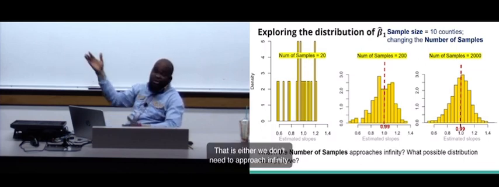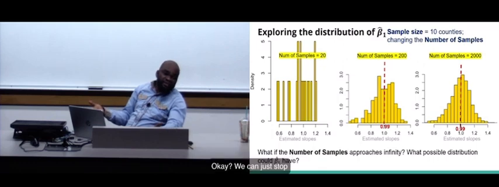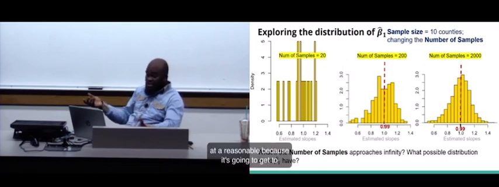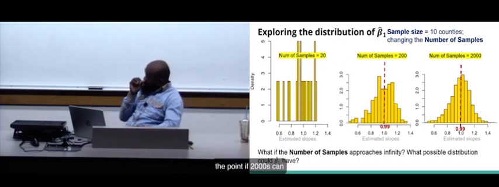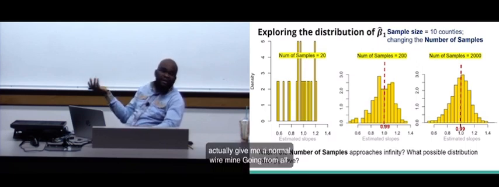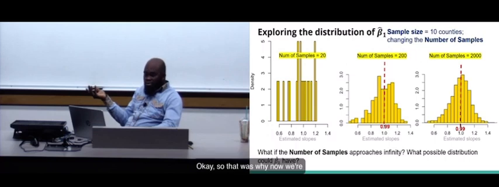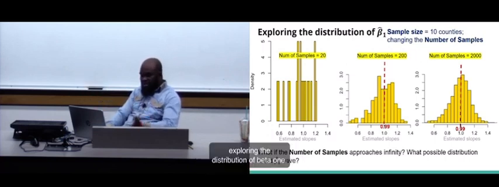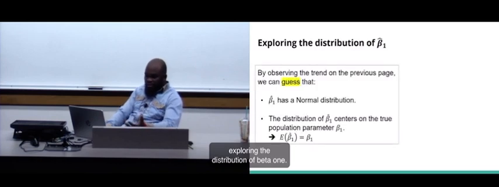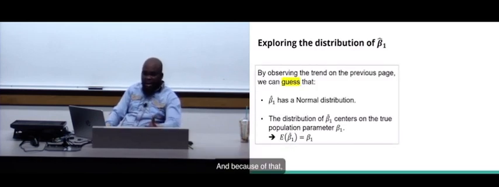200 is like that. We don't need to approach infinity. We can just stop at a reasonable point, because it's going to get to a point. If 2,000 can actually give me normal, why am I going for more? So that was why now we're exploring the distribution of beta 1.